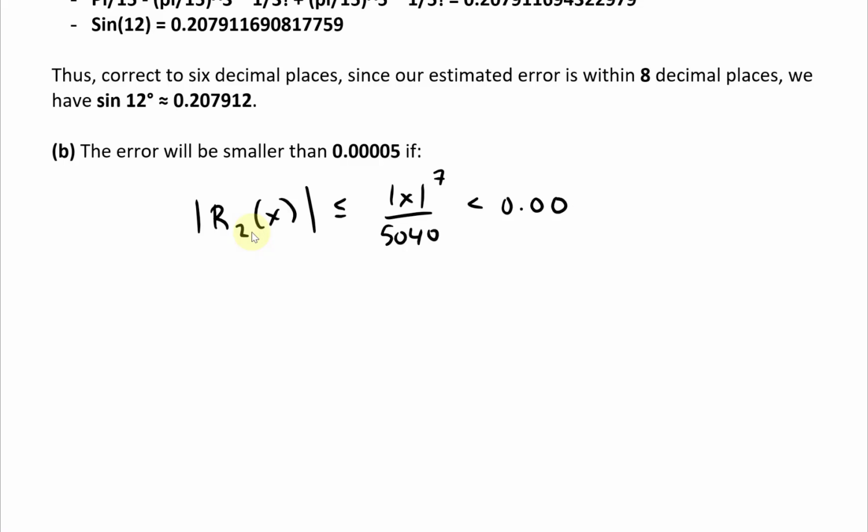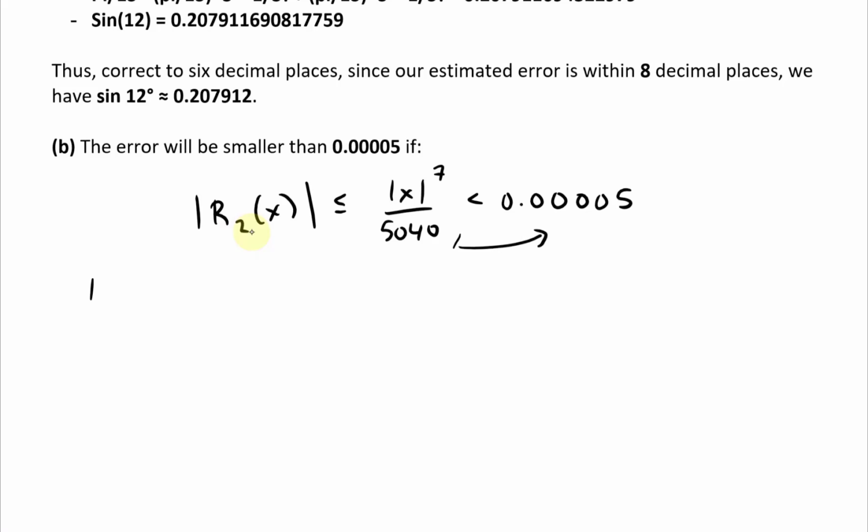So we just make it given that it's less than 0.00005, and now we can just solve for the x values. And I can move this over to there, and then what we get is the absolute value of x to the power of 7 is going to be less than 0.00005 times 5040. And now let's just calculate this manually. Let's see what we get. Let's just put a bubble like that. This is going to be 5040.